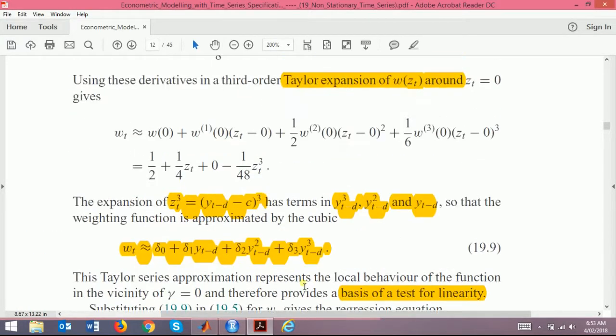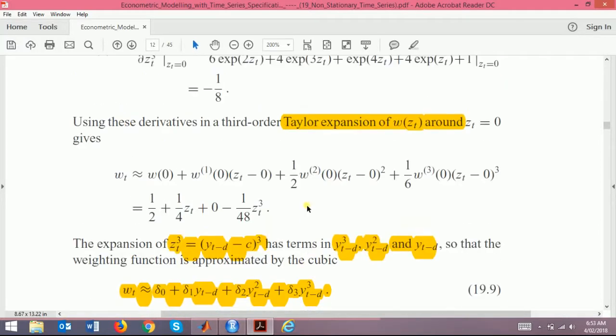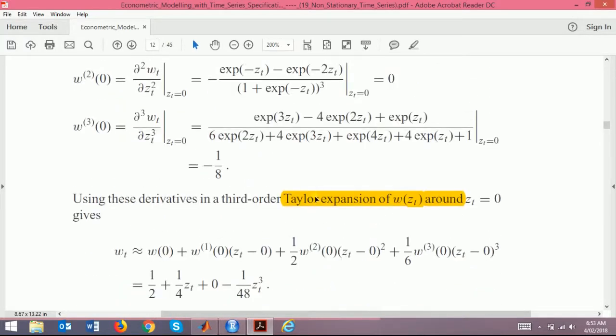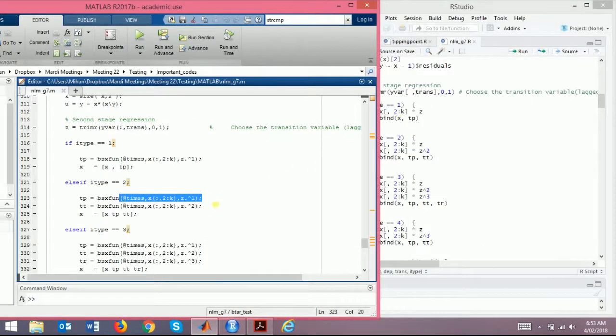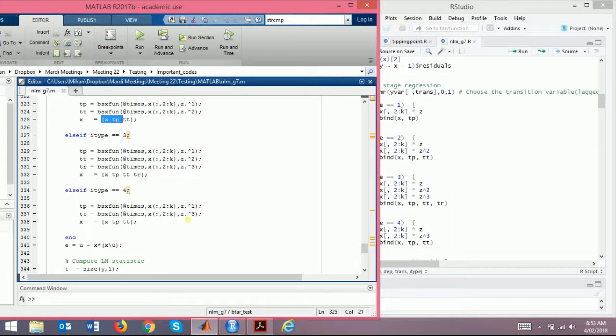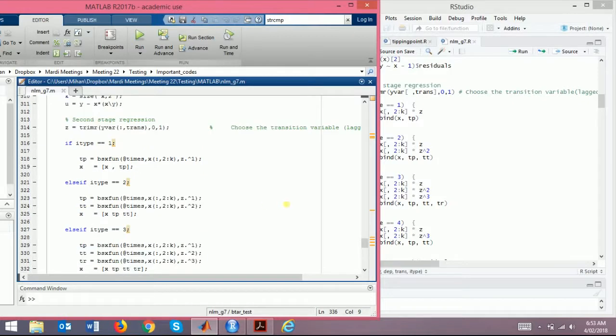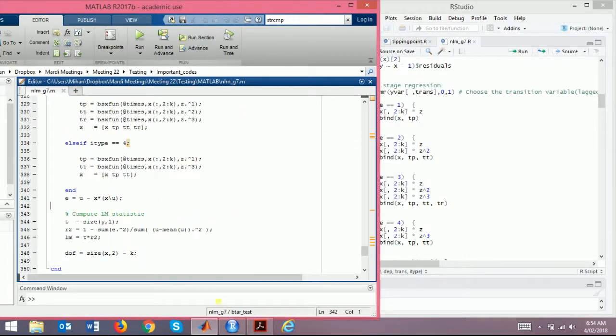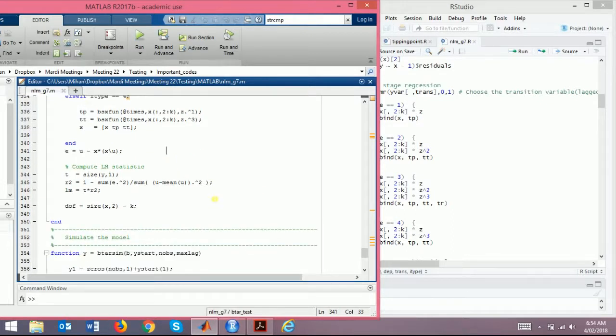It is a Taylor expansion. See, z square, z cube, we are doing Taylor expansion. And we are creating the matrix accordingly. Z square, so this is exactly as it is followed from this I types.